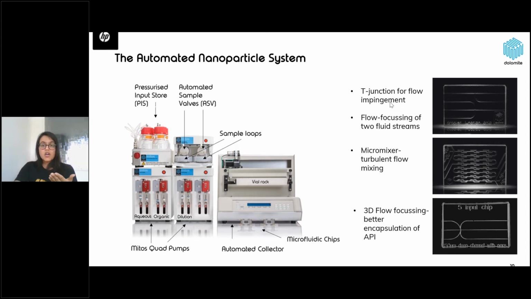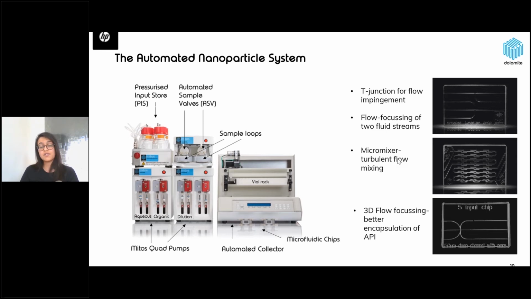You can either use one side, which is the T-junction flow impingement, which is usually what we use downstream, which is the second chip, when we want to use the dilution step. If we want to use the dilution step, we usually introduce a dilution from this side of the chip. And then we've got the flow focusing of two fluids, which again is similar to the concept that was introduced in the previous slide. This is the microfluidic chip that you also saw with the herringbone structures, which allows a bit more turbulent flow mixing of the two fluids, as opposed to the flow focusing. Both of those would give you lipid nanoparticles, but it will vary the size slightly in either of those cases.